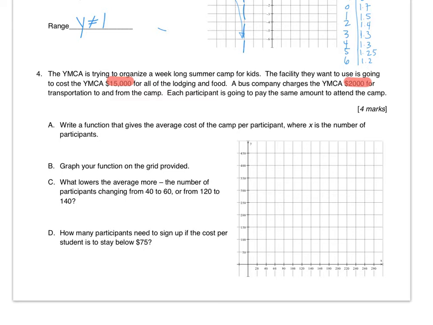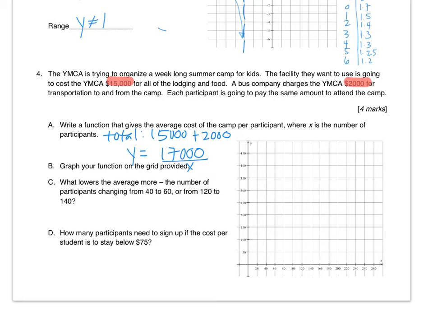number of campers. So let's find just the total cost in general. It's $15,000 for the lodging and food plus $2,000 for transportation. So we've got $17,000. Now if each camper is going to pay the same amount, we just average it. We divide by the number of campers. So our equation is y equals 17,000 over x.